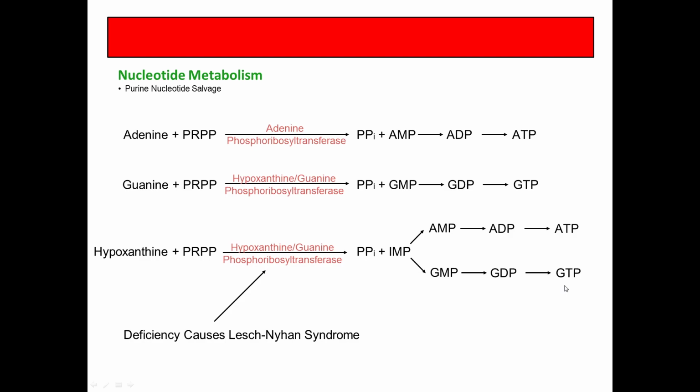So because of this salvage pathway, if I have too many purines in my diet, I can just degrade them all. If I have plenty of one purine and not enough of another, I can convert one to the other. Right? I can convert guanine into adenine and adenine into guanine if I need to. So that takes care of our purines side of things.